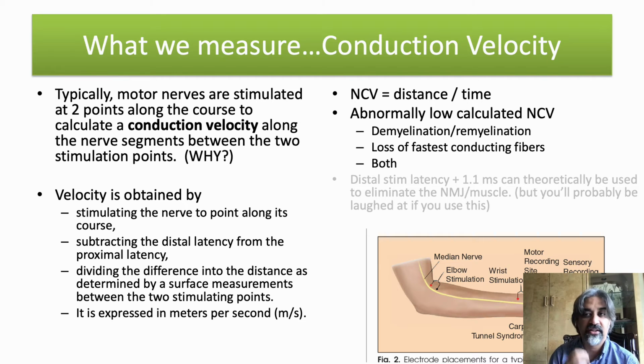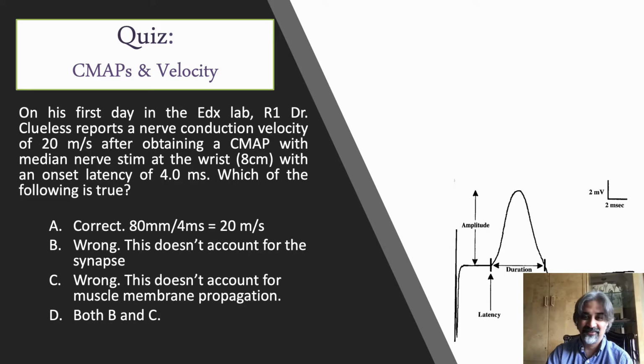Typically, motor nerves are stimulated at two points along the course to calculate a conduction velocity along the nerve segment between the two stimulation points. The surface distance between the two stimulating points divided by the difference in their latencies gives you velocity. It's expressed in meters per second. It's about 50 meters per second normally in the upper limbs. Wilborn believes they are the most overrated of all nerve conduction study components.